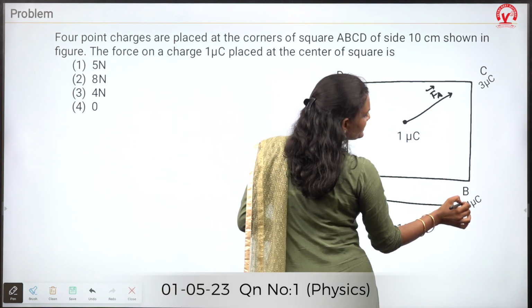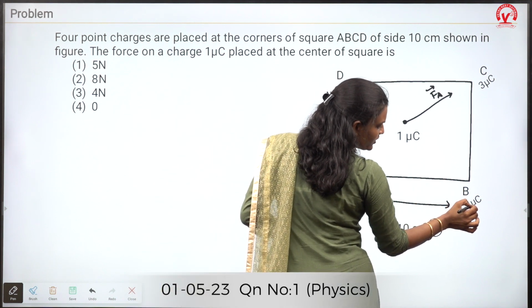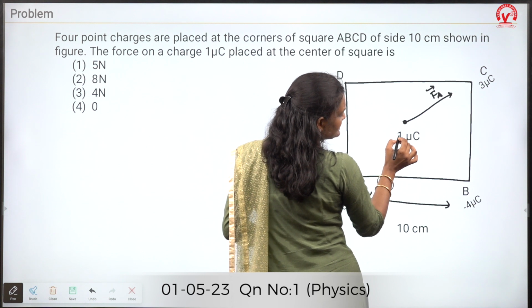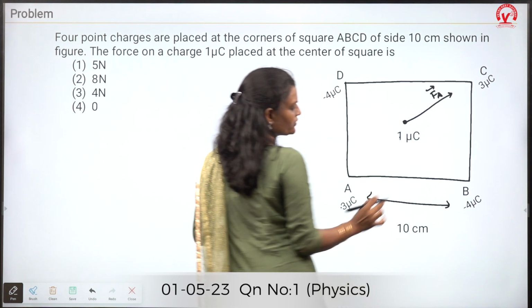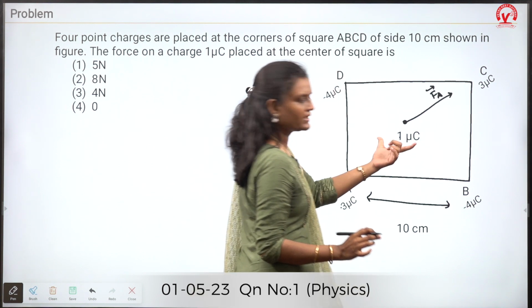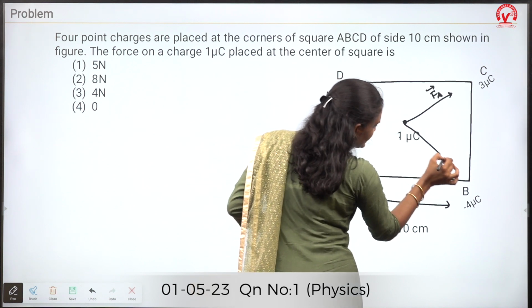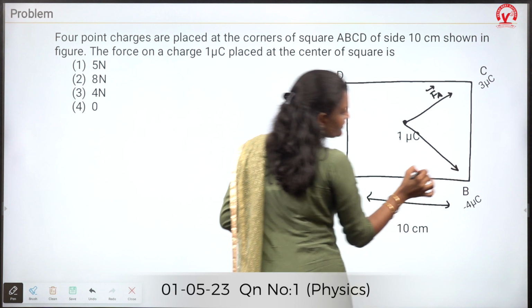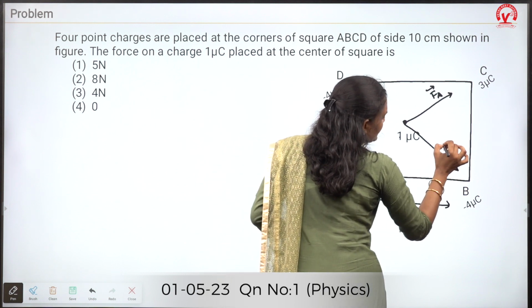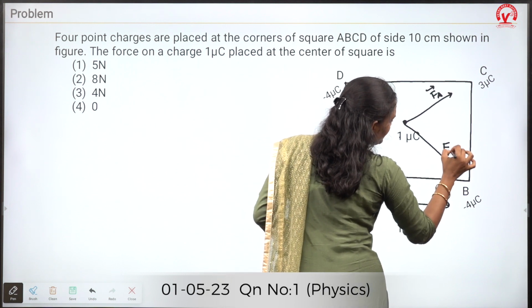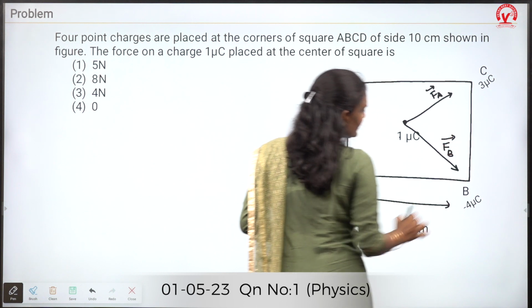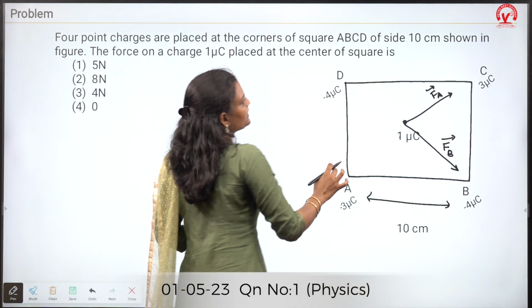Now come to B, which is minus 4 microcoulomb, and the center charge is plus 1 microcoulomb. So minus and plus attract, and an attractive force will occur. This is the force due to B, an attractive force.